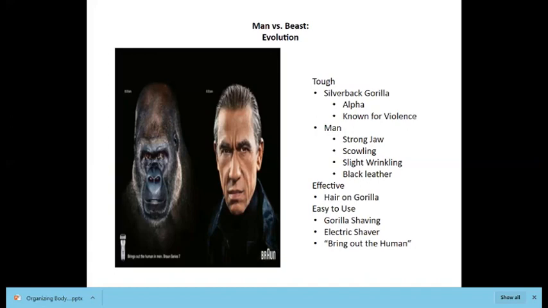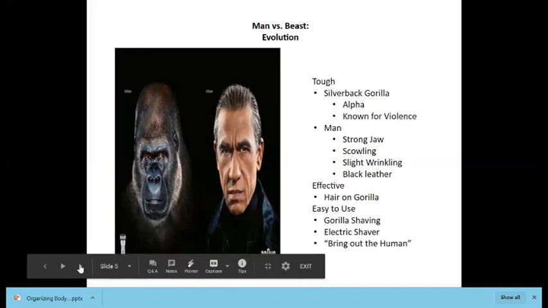The fact that it is electric makes it easier to use, allegedly. And then also we have the caption at the bottom that you are going to bring out the human. So the gorilla is an untamed, vicious beast. And if you have this razor, it is so easy to use that suddenly you will become human.